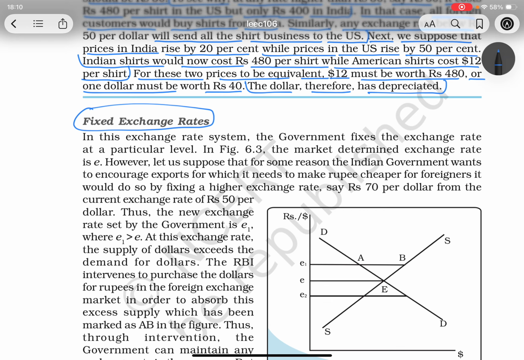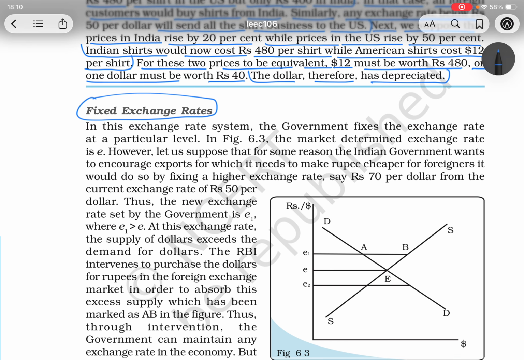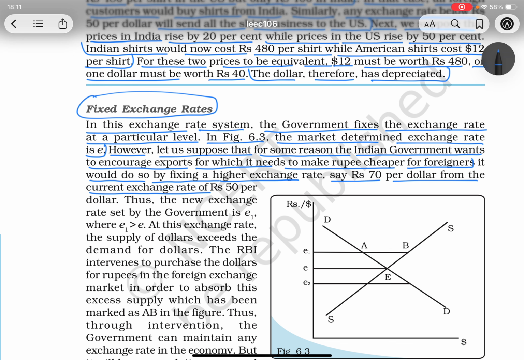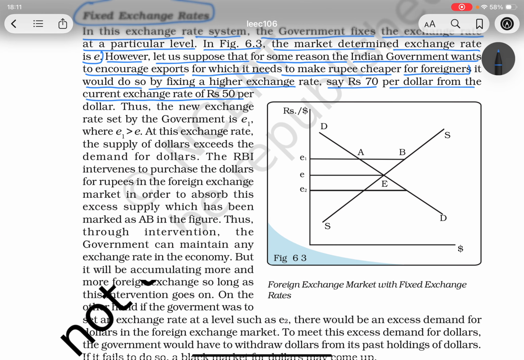Fixed exchange rates. In this exchange rate system, the government fixes the exchange rate at a particular level. In figure 6.3, the market determined exchange rate is E. However, let's suppose that for some reason the Indian government wants to encourage exports, for which it needs to make the rupee cheaper for foreigners. It would do so by fixing a higher exchange rate, say rupees 70 per dollar, from the current exchange rate of rupees 50 per dollar.